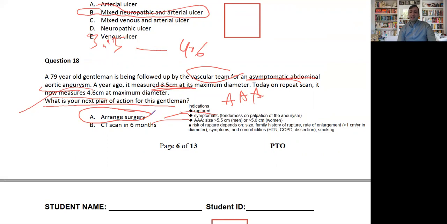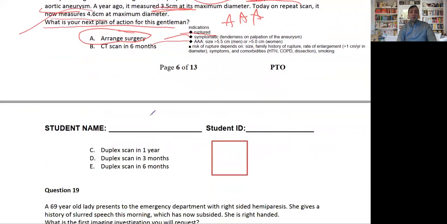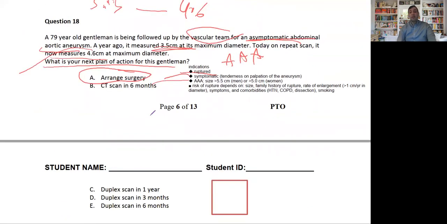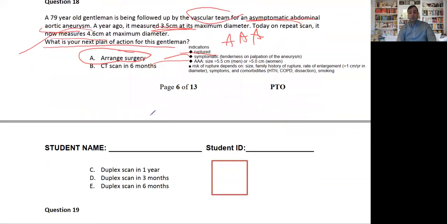And there are sometimes other indications, like if the patient has an asymptomatic abdominal aortic aneurysm that does not meet the criteria for surgical intervention, if the patient has symptomatic peripheral arterial disease or peripheral vascular disease, or if he has another peripheral aneurysm like an iliac or femoral aneurysm. So here, I think the most appropriate step is to arrange for surgery.